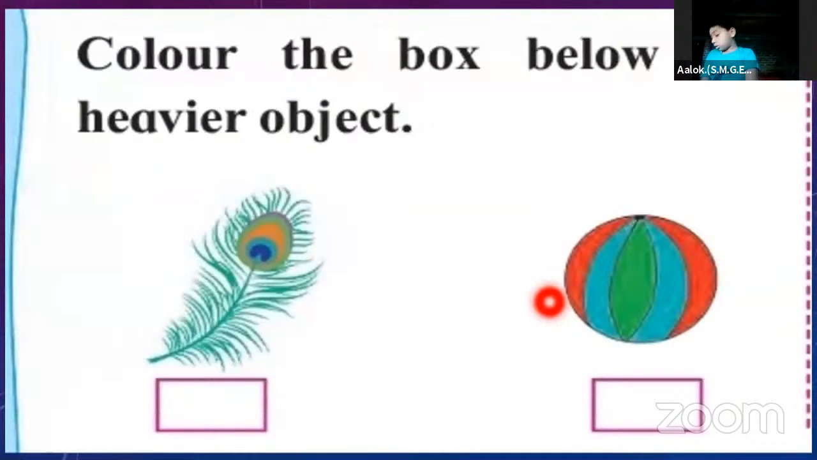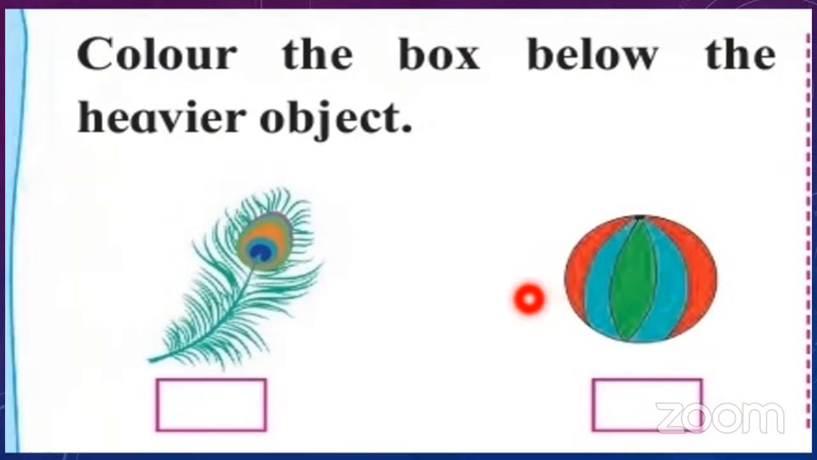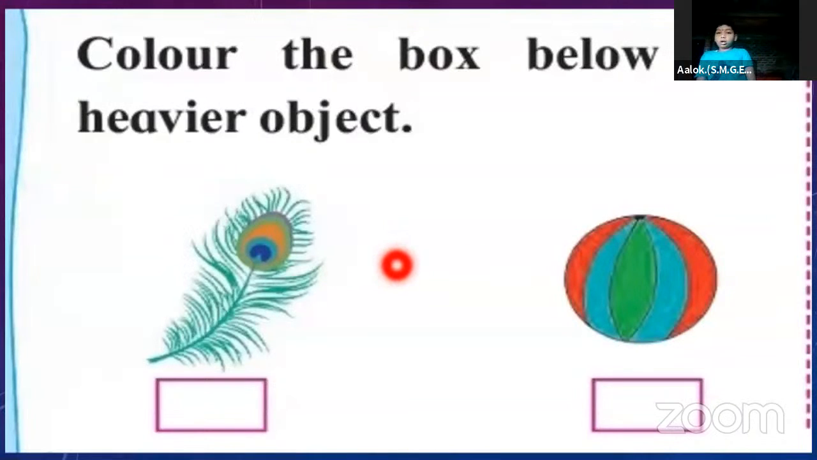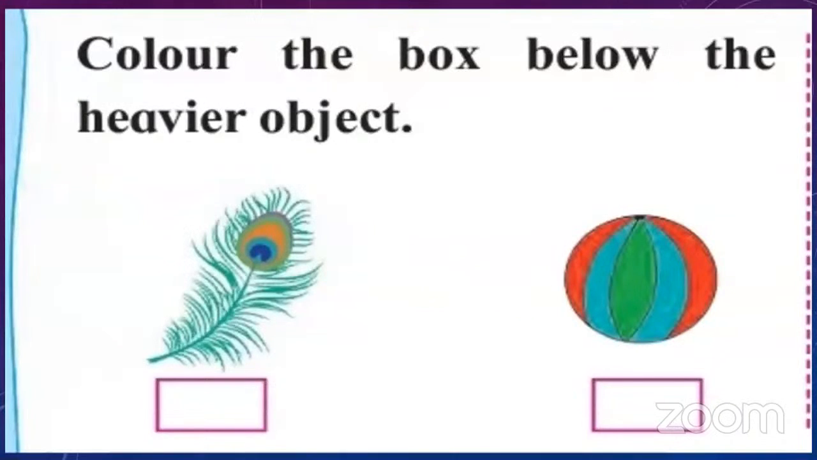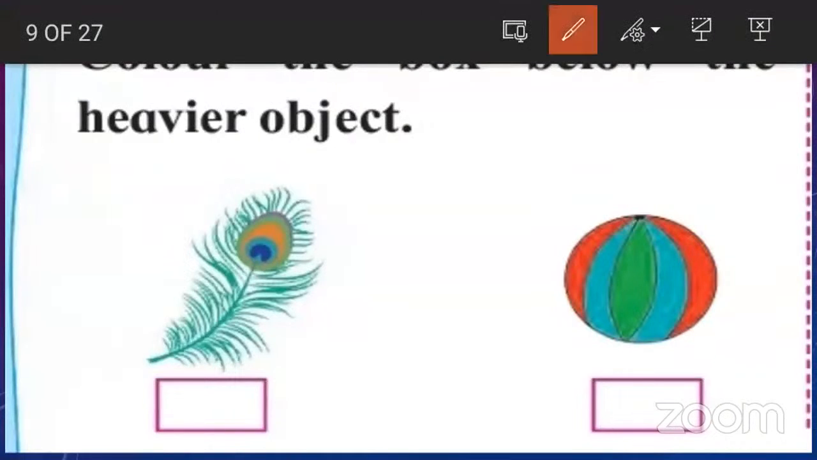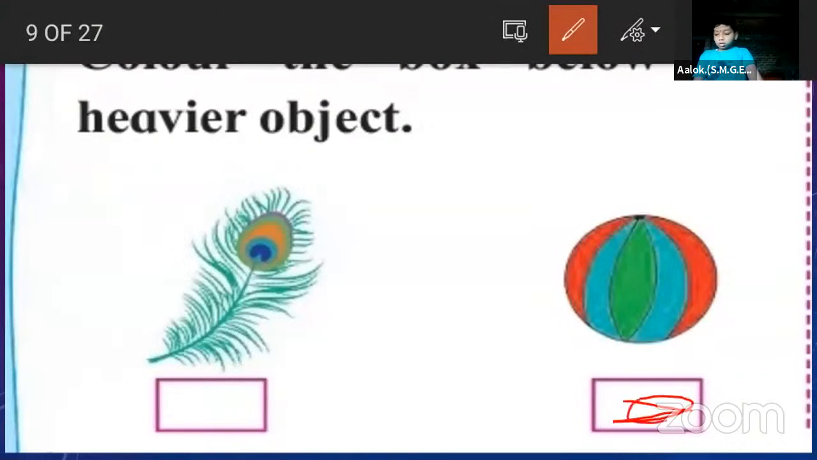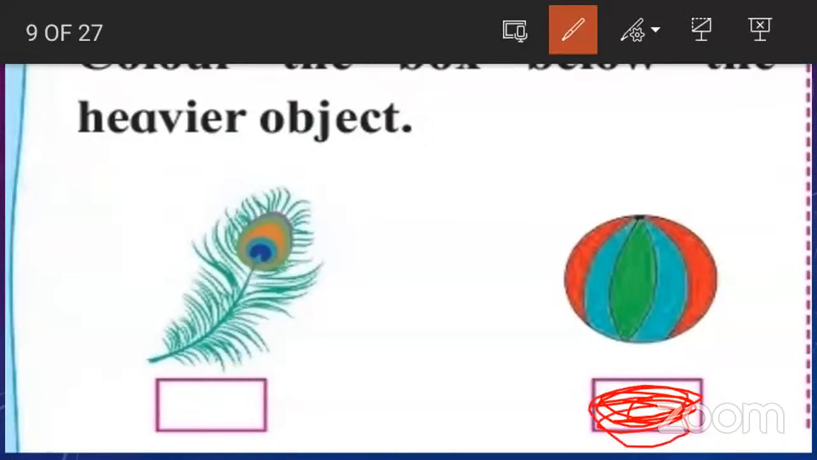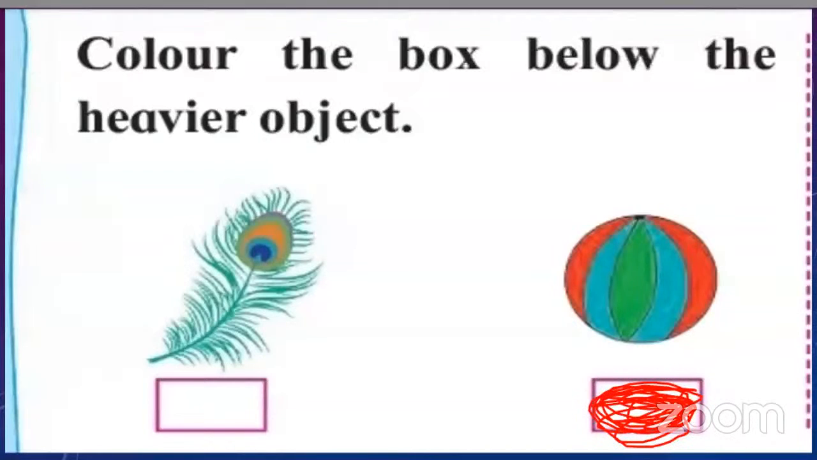There are two objects. You can see the first one is a ball and the other one is the feather of a peacock. Now children, which one is the heavier object from these two? Ball or feather? Ball. Okay. So what we have to do? We have to color the box below the ball. So let us do that. Yes, you also have to color in your textbook on page number 60. We have colored the ball now. It is heavier than the feather.